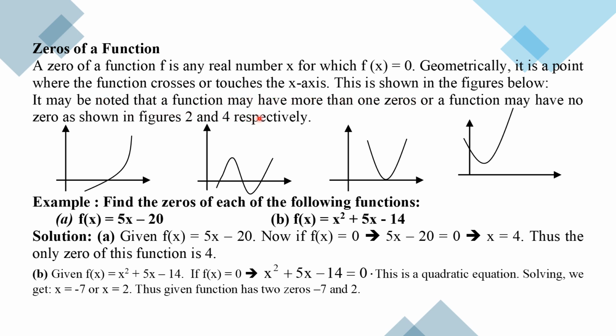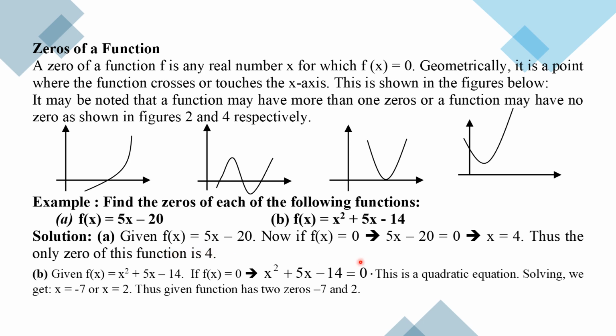It may be noted that a function may have more than one zero, or a function may have no zeros, as shown in figure 2. Observe that this graph touches the x-axis one time, so it has 1 zero. Here this function has 3 zeros because it touches the axis 3 times, and that function has 1 zero, and that function has no zero. It doesn't touch the x-axis.